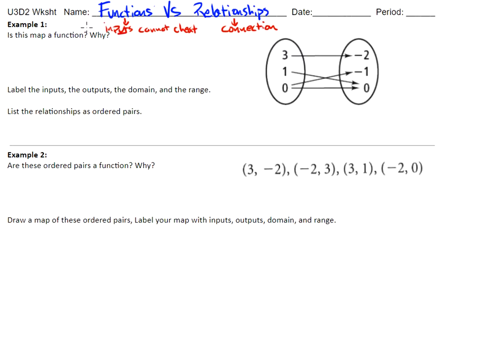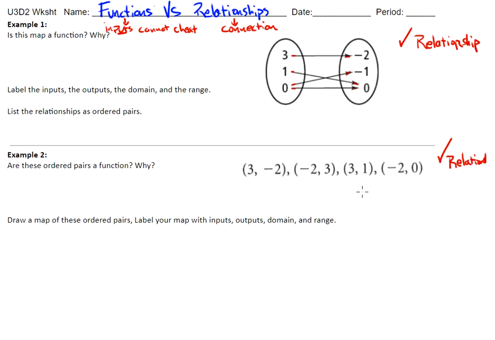So if I look at these two examples super quickly, in example 1, which is a mapping, I see that 3 is in a connection, 1 is in a connection, 0 is in a connection, 0 is in a connection. See how they all have arrows connecting them to other things. So I instantly know this is a relationship. Then over here, 3 has somebody, negative 2 has somebody, 3 has somebody, negative 2 has somebody. Again, instant check. This is a relationship.